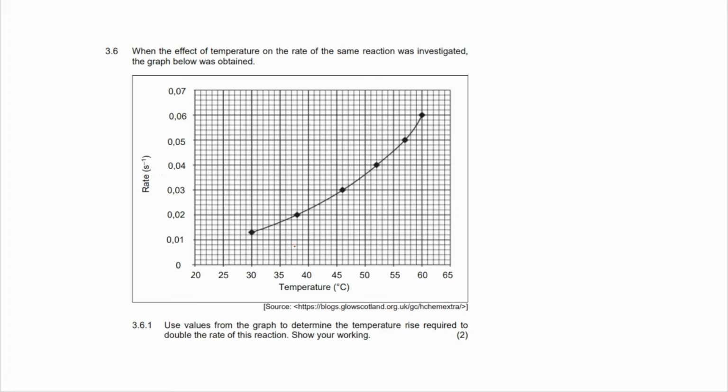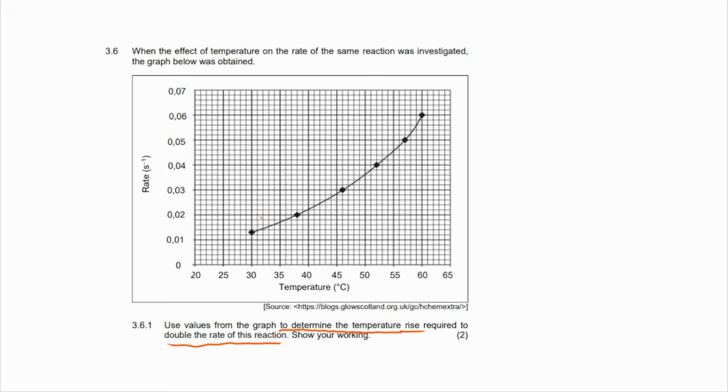They now give us this graph over here. They say when the effect of temperature on the rate of the same reaction was investigated, the graph below was obtained. We need to use these values from the graph to determine the temperature rise required to double the rate of this reaction. Show your working. You might be thinking, whoa, what's going on over here? But what do we have to do? Here's our action word over here. We need to determine the temperature rise required to double the rate of this reaction.